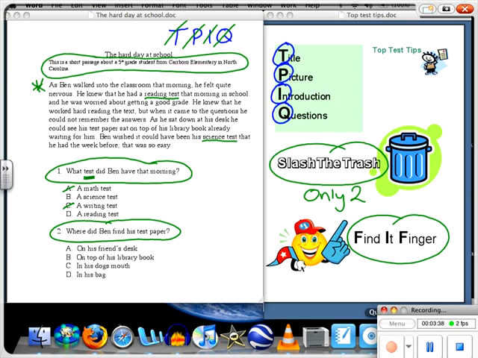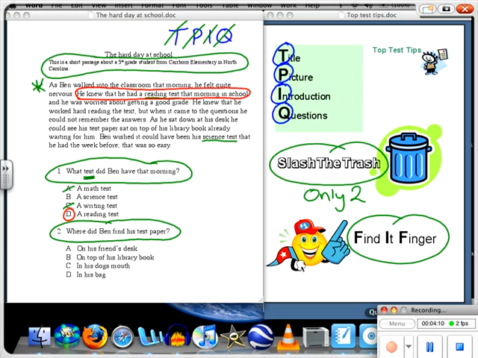So we've slashed, we've got 2 left, and I'm going to choose from there. I'm going to read carefully. I'm going to use my find it finger to put my finger on exactly where the answer is. And here I've found it. He knew that he had a reading test that morning in school. That's the answer to my question 1. I can circle it or I can highlight it, but my answer is reading test.